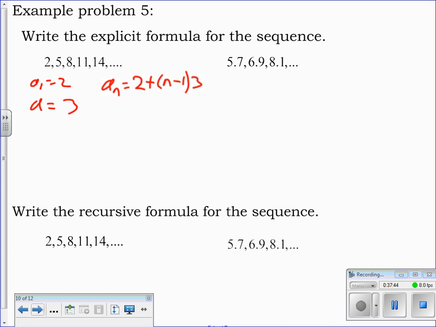Plug in my first term, plug in my difference, and then I want to clean it up. I want to make it look pretty. It doesn't look pretty now. I want to make it look pretty. It's important to look pretty, right? A sub n equals 2 plus 3n minus 3. Distribute the 3. A sub n equals 3n minus 1. That's what I want to do. Okay?